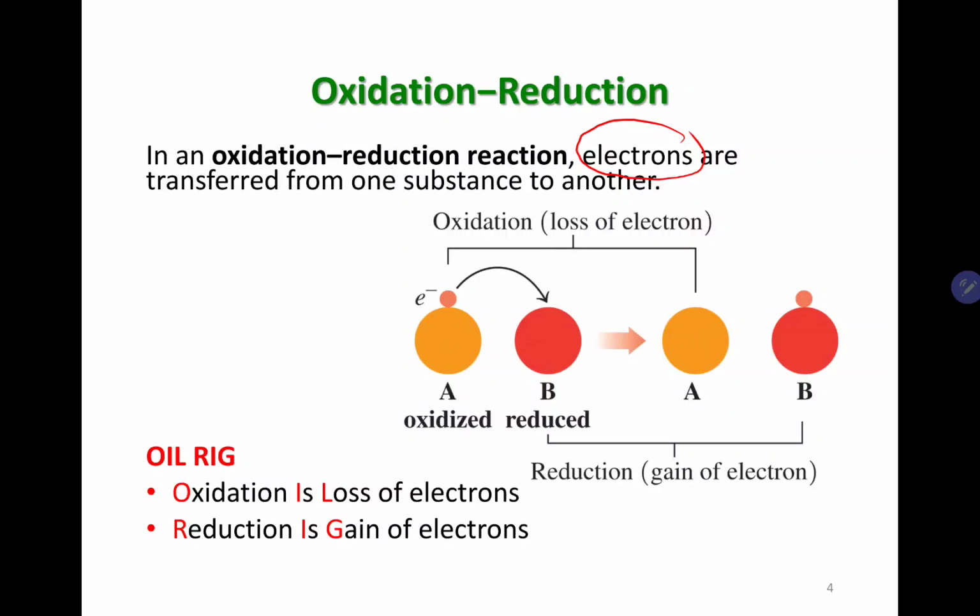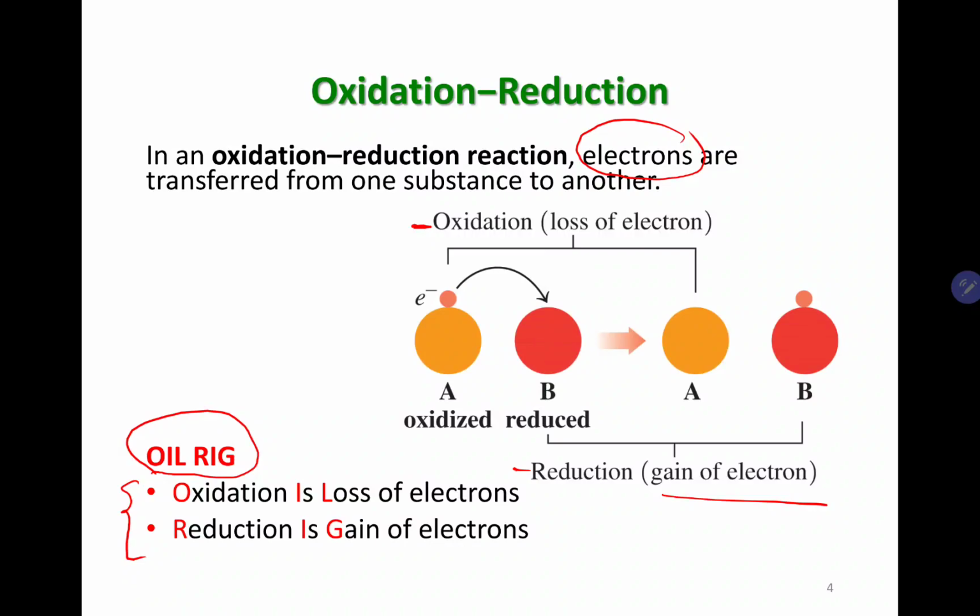So basically, as I mentioned earlier, oxidation and reduction are directly opposite to each other. Oxidation is known as loss of electrons, and reduction is known as gain of electrons. So it is very important to know these two things. Oxidation is loss of electrons and reduction is gain of electrons. Some people remember these two concepts using the word OIL RIG. So oxidation is loss, reduction is gain of electrons. That is basically what oxidation and reduction means.